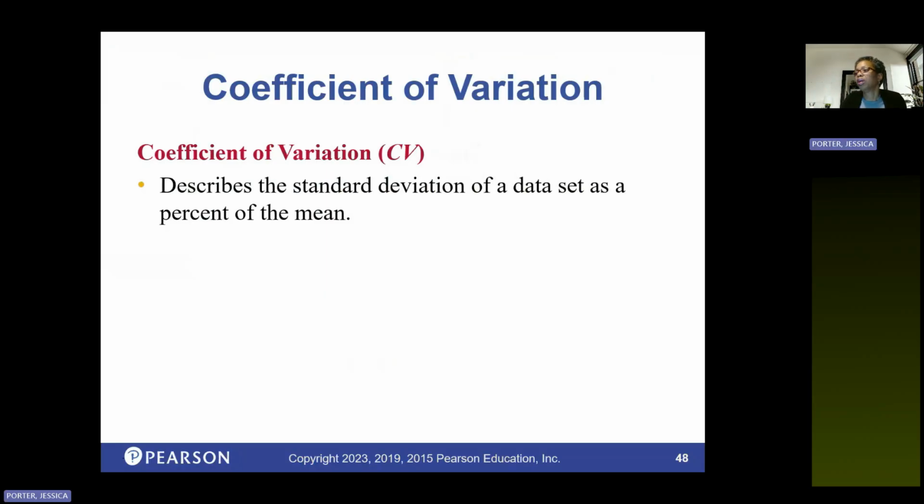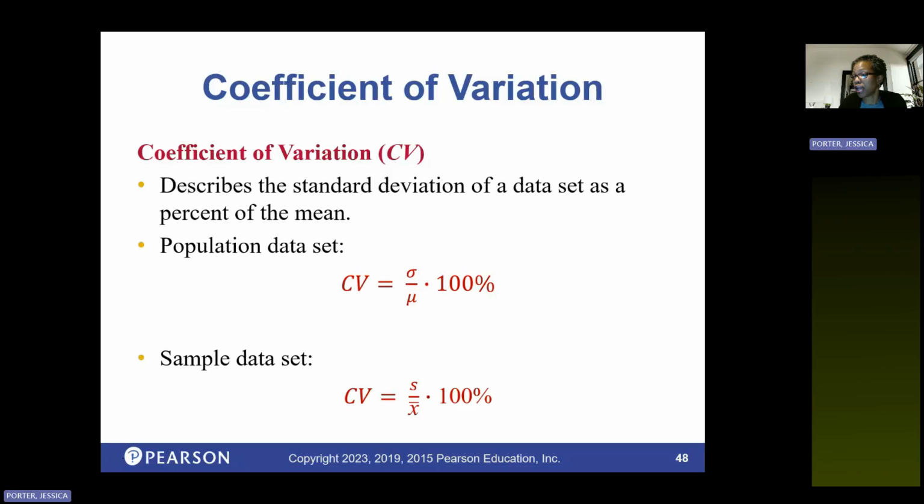All right. The coefficient of variation is going to describe the standard deviation of a data set as a percent of the mean. So we'll take the standard deviation, divide it by the mean, and then we'll multiply that by 100% to get the percent. And the sample data set and population data set is about the same. Sample standard deviation is S. Sample mean is X bar. The sigma is the population standard deviation, and the mu is the population mean.